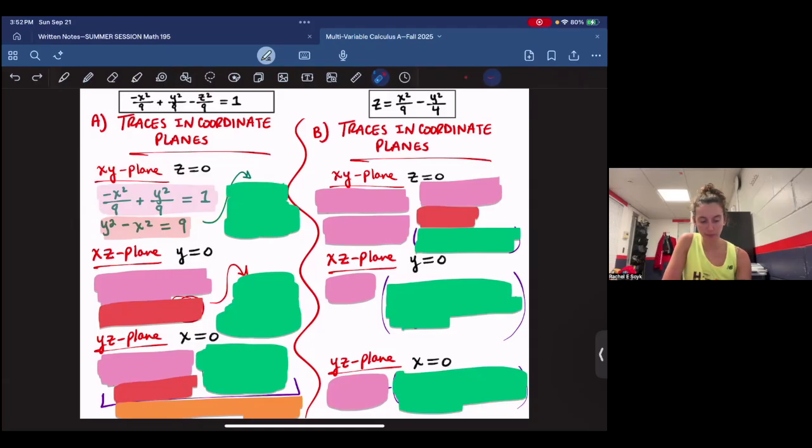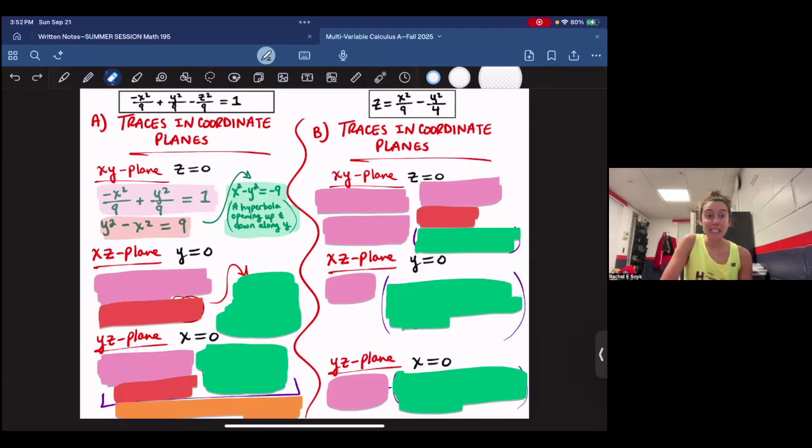Okay. How do we get that? There we have it. And then you can also see it as pulling out a negative and looking at x squared minus y squared is equal to negative 9. It's probably the clearest way to see it.